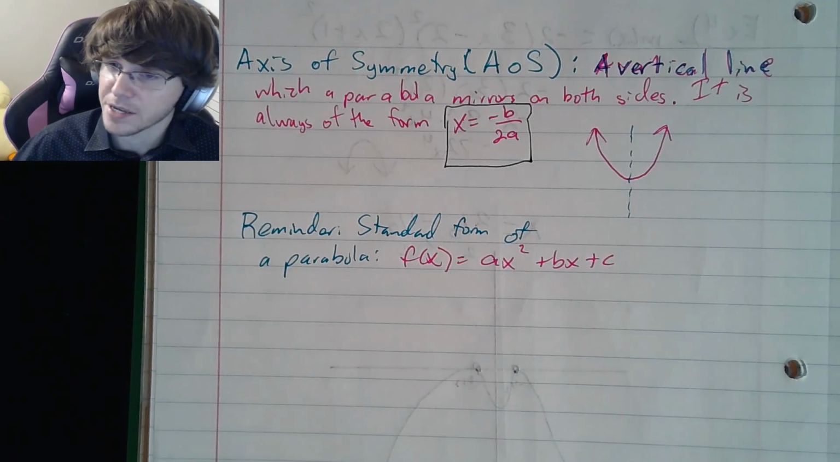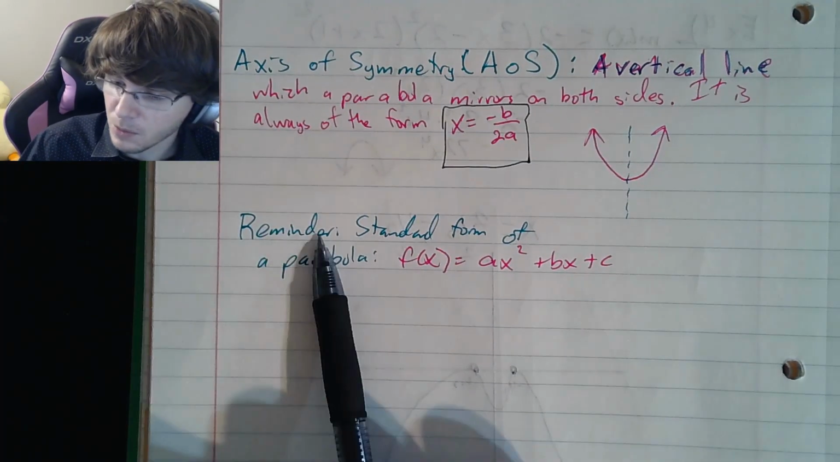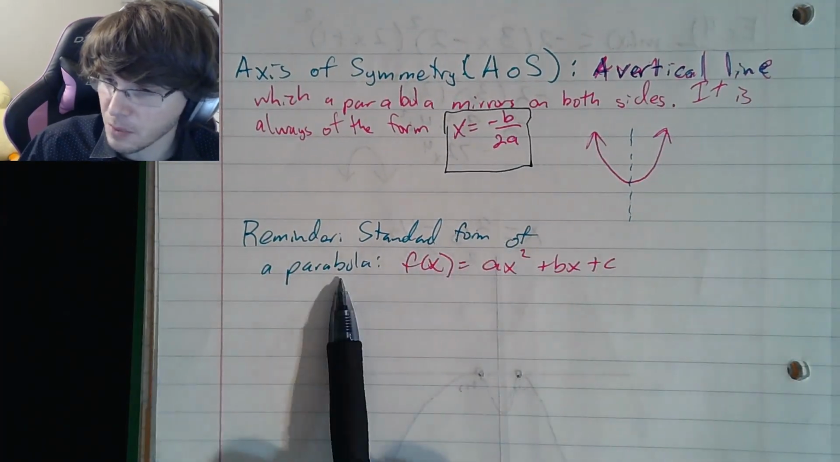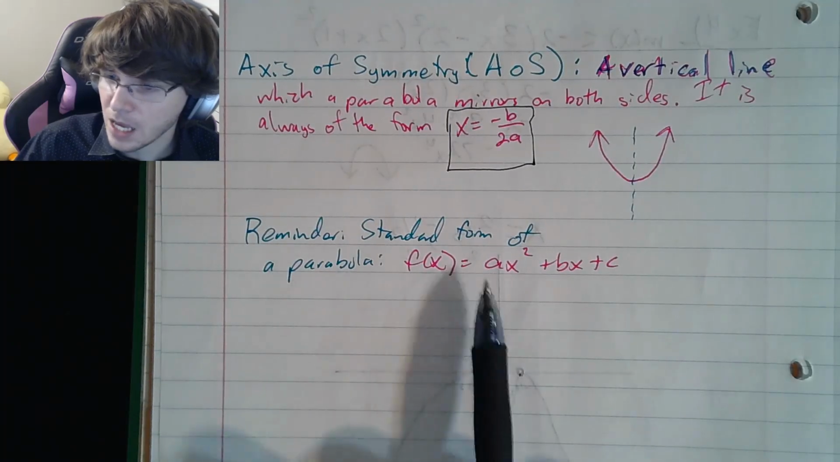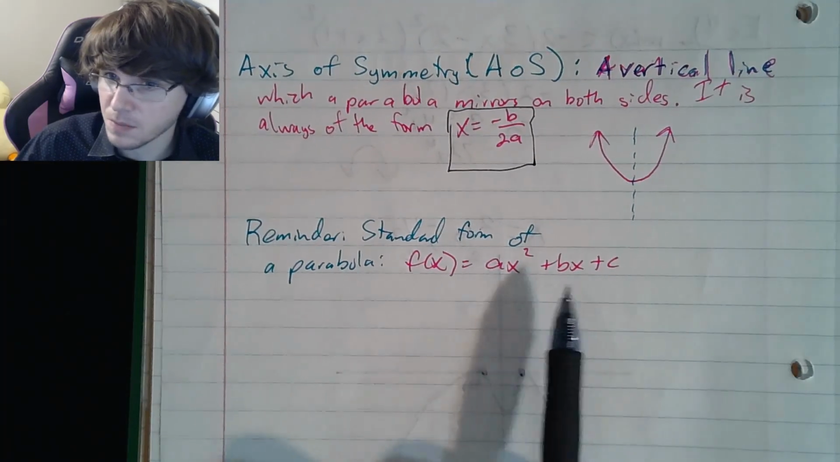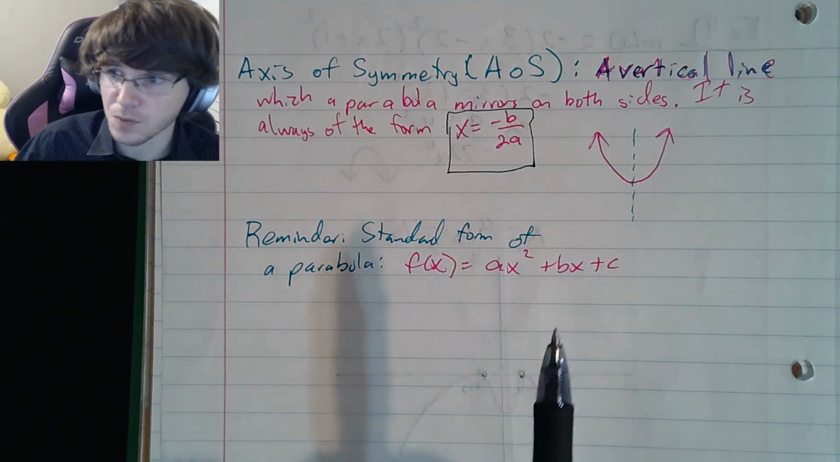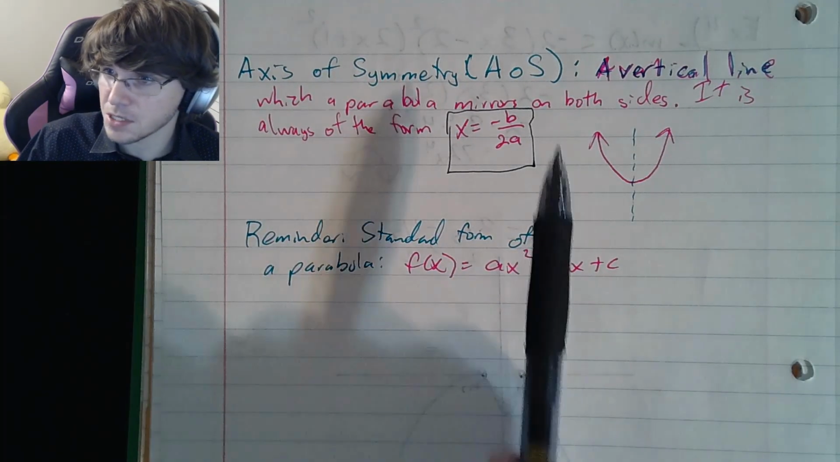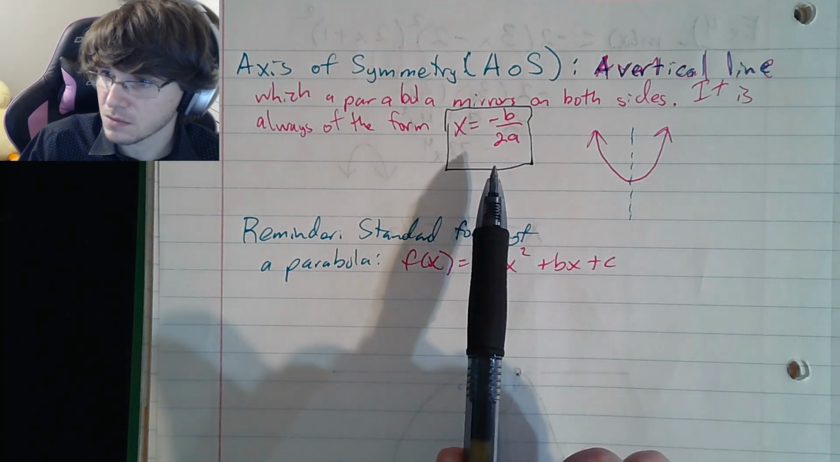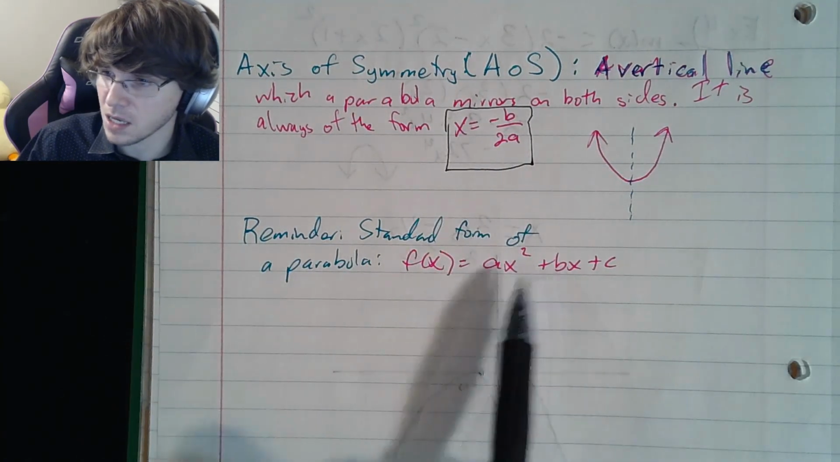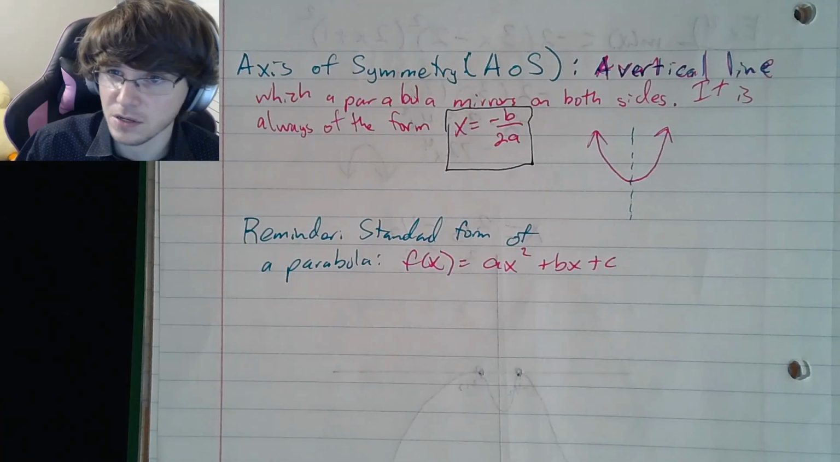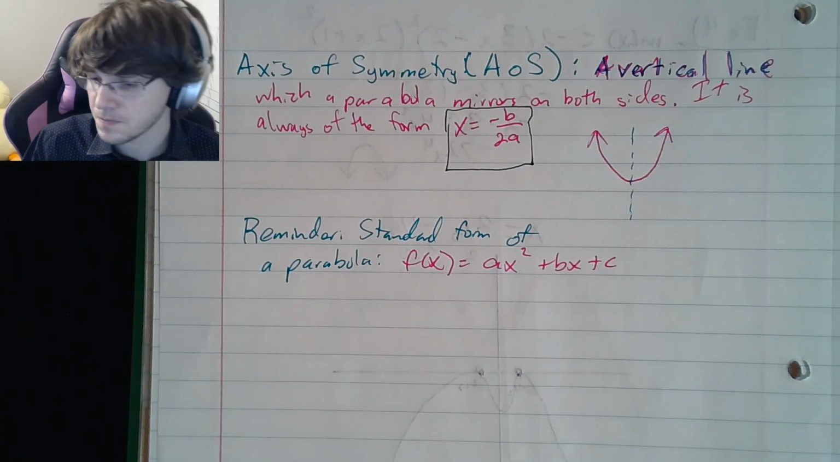Well, let's go back in time a little bit and remember the reminder: standard form of a parabola. This is a word from way before. f of x equals ax squared plus bx plus c. Standard form of a quadratic equation was another way of writing it. So this negative b over 2a, that's the same as these a's and b's. The c is not relevant to our axis of symmetry.